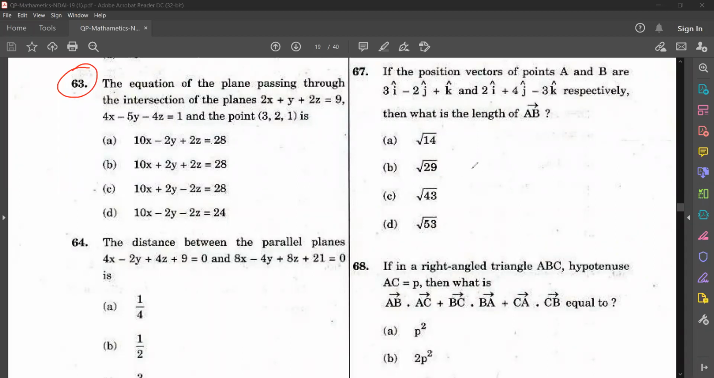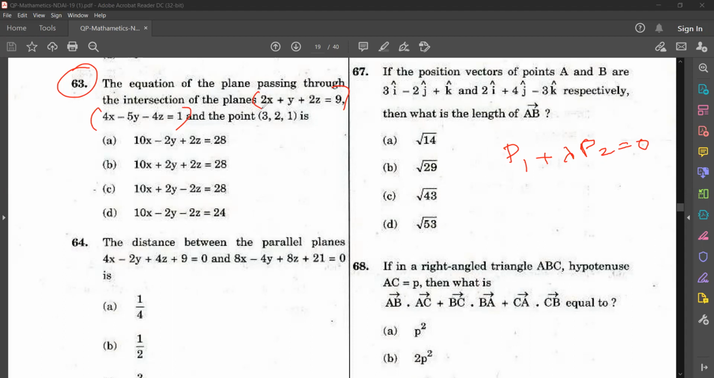How can we write the equation of a plane passing through the intersection of two planes? What is the formula? You will write the equation of the first plane plus lambda times the equation of the second plane equal to 0, isn't it? This is the equation of the plane passing through the intersection of two planes.